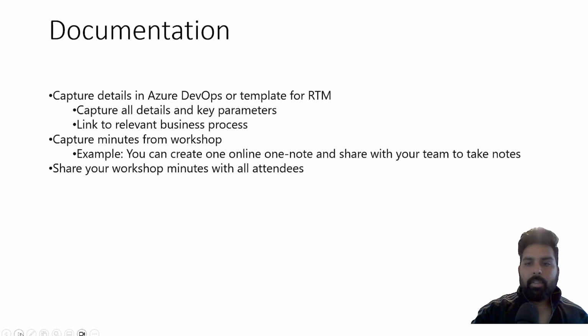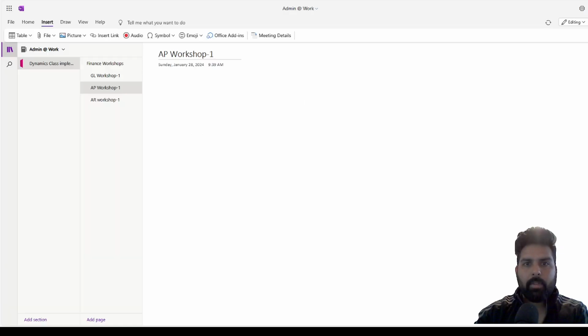Okay, so now let's see 2 examples of this: OneNote and also Azure DevOps, how you capture the requirement in DevOps and how you can write those things, and then we come back here and talk about the finalization of the requirement. So let's talk about your OneNote. This is the normal OneNote you all possibly are using. You can just create a section here. Let's say it's a Dynamics class implementation requirement gathering.